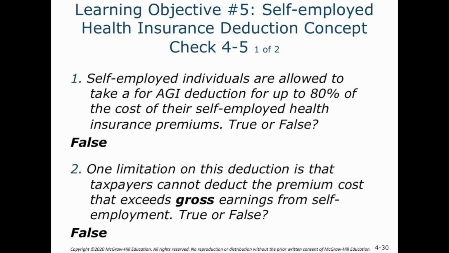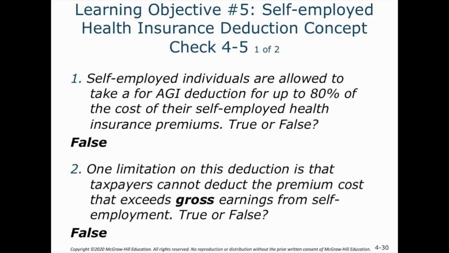Let's take a look at the concept check here. Concept check 1, self-employed individuals are allowed to take a for AGI deduction up to 80% of the cost of their self-employed health insurance premiums. That is going to be false. They're entitled to take the deduction up to 100% of the cost of that self-employed health insurance premium. So that would be false for number 1.